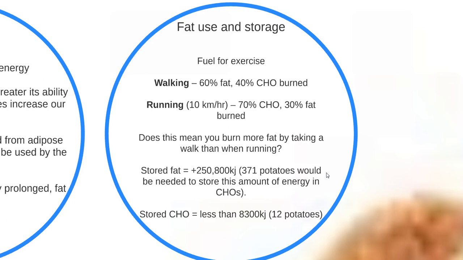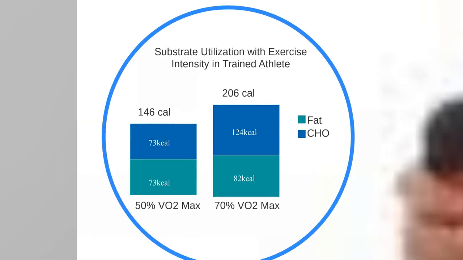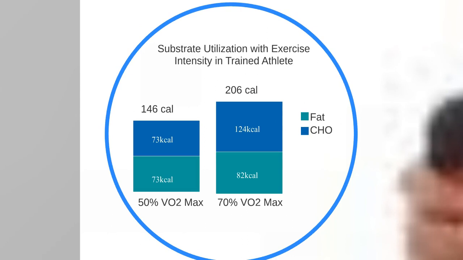Okay. Now the amount of carbs you can actually store in your system would equate to about 12 potatoes if you've fully filled up all those stores. So we are not running out of fat. We just need to teach our bodies how to be better at using and accessing that fat. More to come on that. So this illustrates the point visually that I was talking about before.